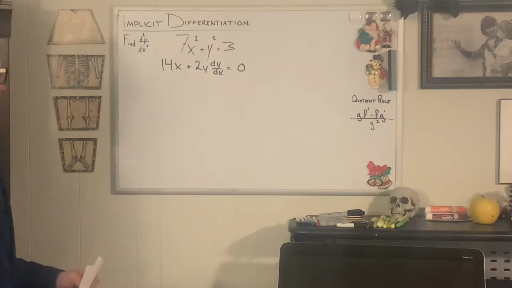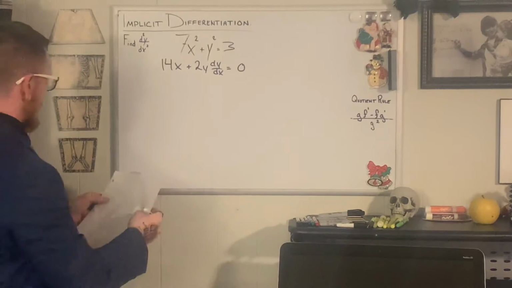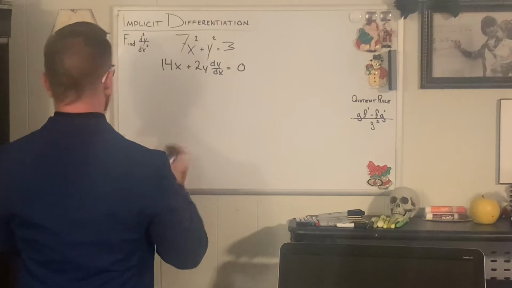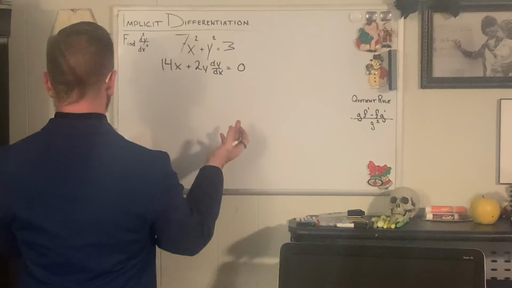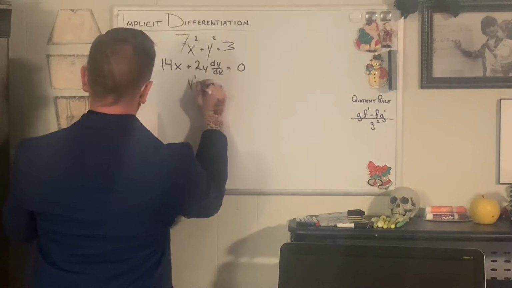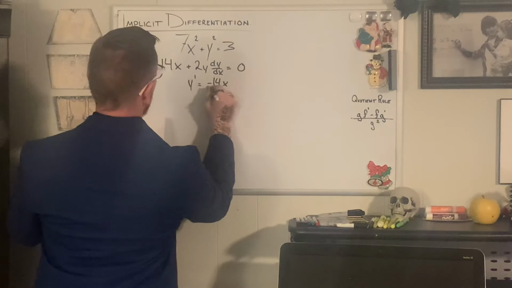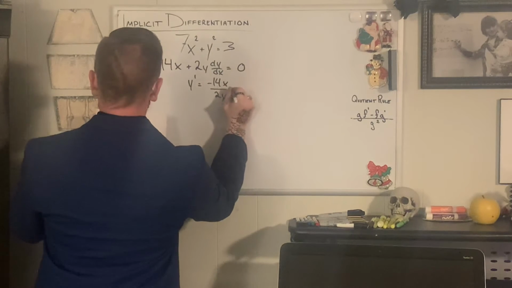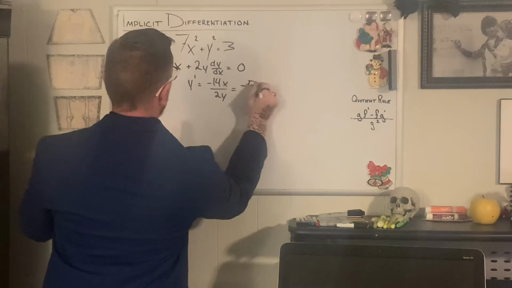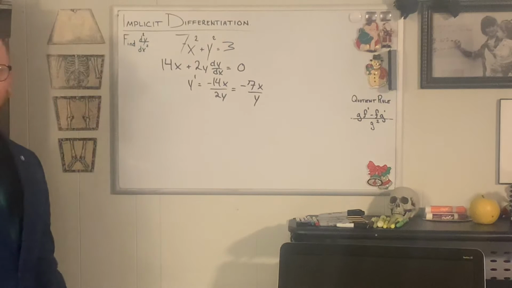Okay, so next we just have to solve this expression for dy/dx. To do so, we can just subtract 14x from each side and then divide through by 2y, which leaves us with y prime equals minus 14x over 2y, which we could clean up a little bit and call minus 7x over y. Okay, so we're halfway done.